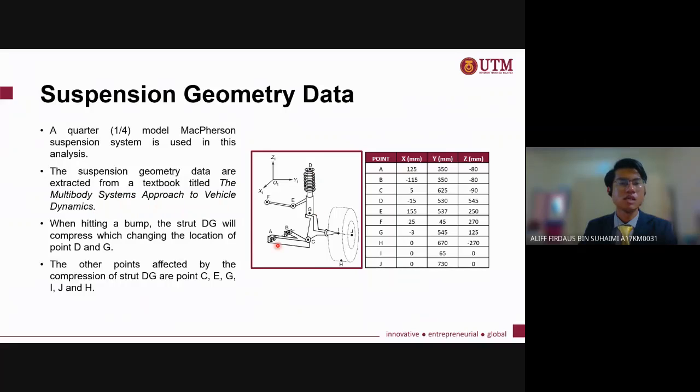So let's say the suspension is hitting a bump, the strut will compress, which changes the location of points D and G. So there are some other points that are affected as well.